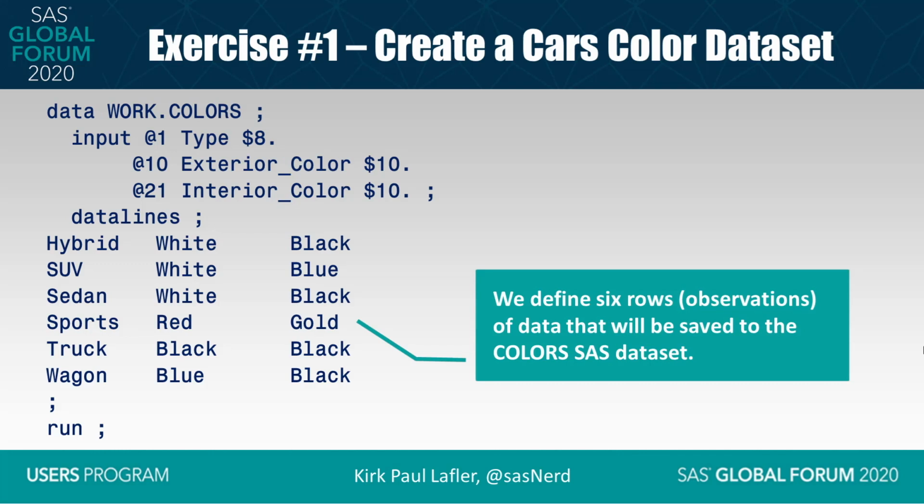Essentially what this code is going to do when you execute it is define and create the cars color data set consisting of the 6 rows and 3 variables.